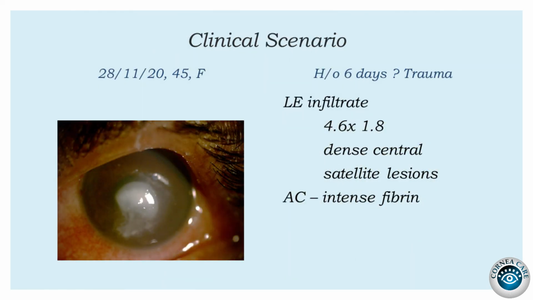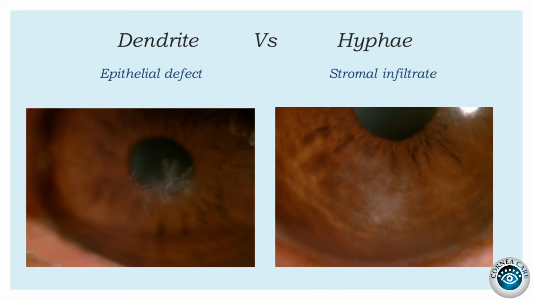In another case, this dense central infiltrate without any feathery margins or typical fungal features was positive on KOH. Here too, the hyphate margins were mistaken as dendrites just 4 days ago. To avoid this mistake, always remember that dendrite is a type of epithelial defect, whereas feathery margins are stromal extensions. Staining is very helpful. We have discussed it in an earlier video too.